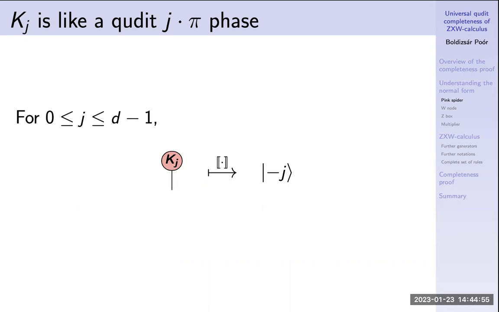And in our case, the interpretation of kj is actually the minus j computational basis state. So this is really important. The interpretation of this kj spider is minus j, and it helps a lot to think about it this way many times. Also, it's worth mentioning that k0 is the empty spider that we also see in the ZX calculus.